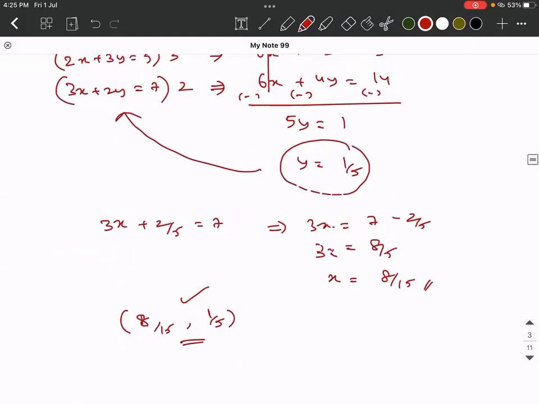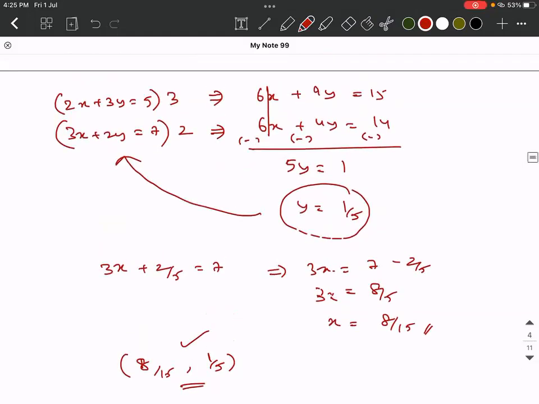Because I don't want x, I want the value of y. Just 8 by 15. How will you represent it in the graph? So you take the decimal value and then point it approximately.